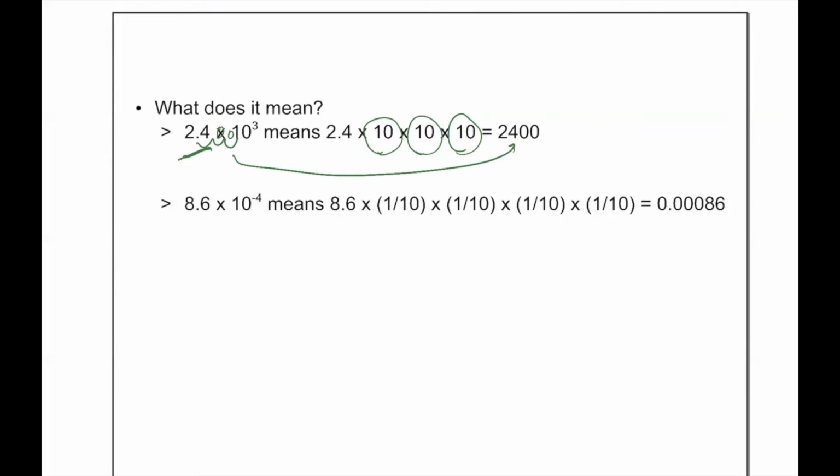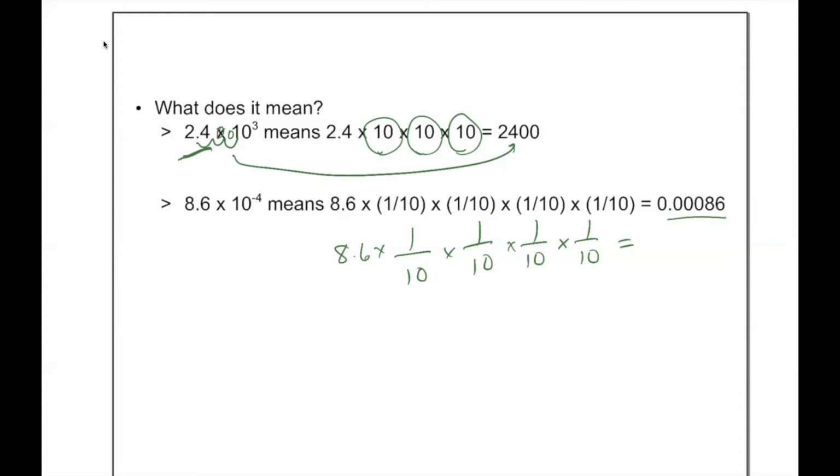What does 8.6 times 10 to the negative fourth mean? That means 8.6 times 1 over 10 times 1 over 10 times 1 over 10 times 1 over 10. Another way to say this is that we're dividing by 10. So we have 8.6 divided by 10, divided by 10, divided by 10, divided by 10. Multiplying by 1/10 is the same thing as dividing by 10. And so that ultimately gets you our original number.